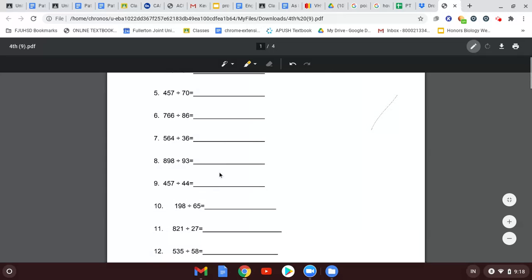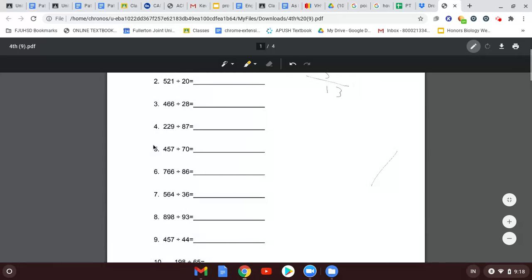Okay, let's try doing another one. Let's try doing 5. So 457 divided by 70. The closest number that can go is 5, and no, it's not 5. It's 6. 6 times 70 is 420. And if you subtract everything, that would be 37. So the answer would be 6 with the remainder of 37.